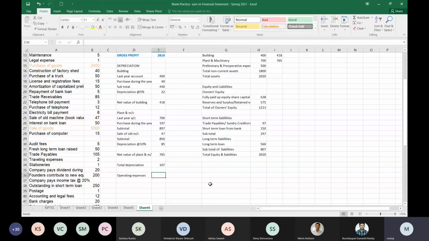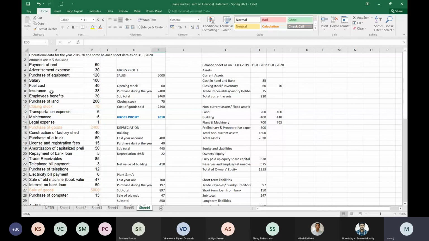Before we start putting the formula plus plus plus, let us right away identify them, it will be better. So payment of rent, we start with payment of rent, we put that in red color. Advertisement expenses should also be in red color. Then purchase of equipment is different. When you have already done purchase of equipment, you could put that in a different color, forget about it. Salary is definitely operating expenses. Fuel cost is operating expenses. Insurance, employee benefit, both are operating expenses.